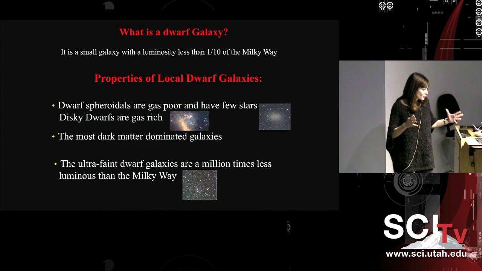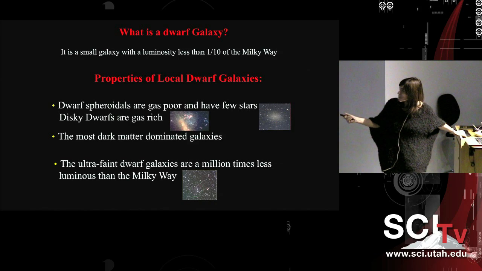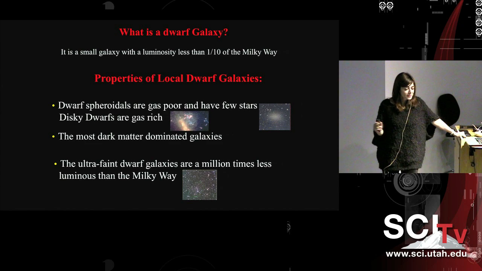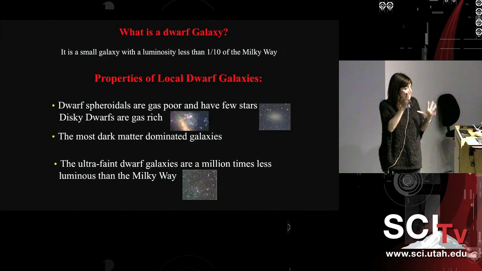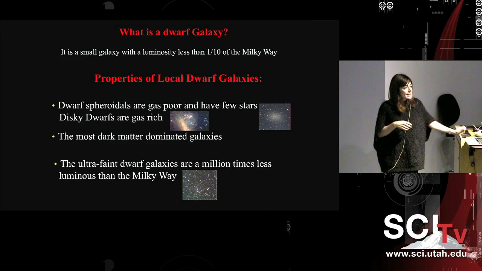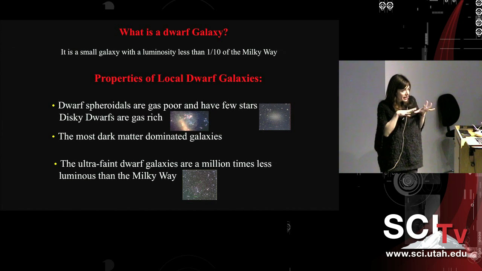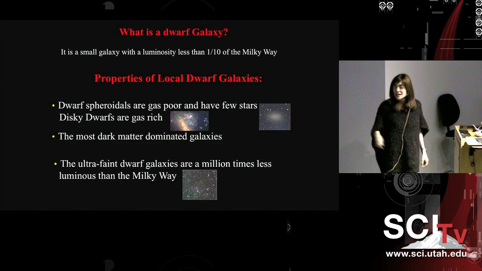They are also smaller in size. And again, just to give you an idea, the dwarfs usually come in different flavors. Some dwarfs are more roundy, so they're spheroidals, and they have very old stars. Some have a little disk, and the disk is very regular. It's not as well-defined as in a big galaxy like the Milky Way. And they might have some gas and even some younger stars. So the most interesting dwarfs are the ones that don't have a disk, but have only these old stars.